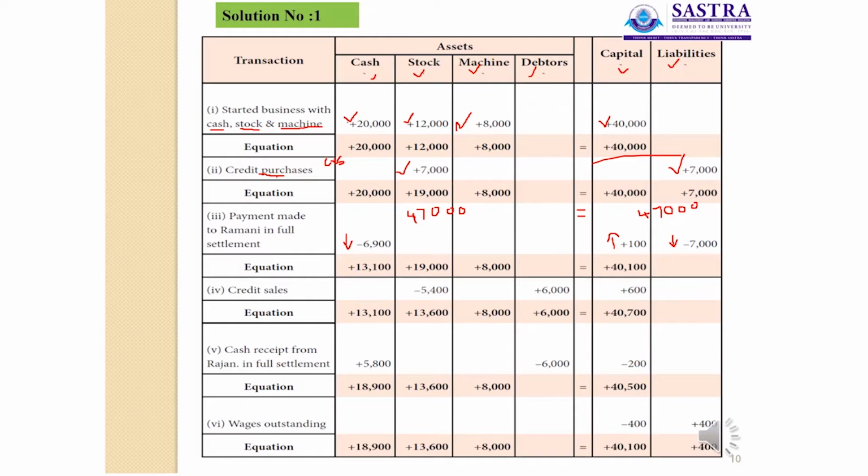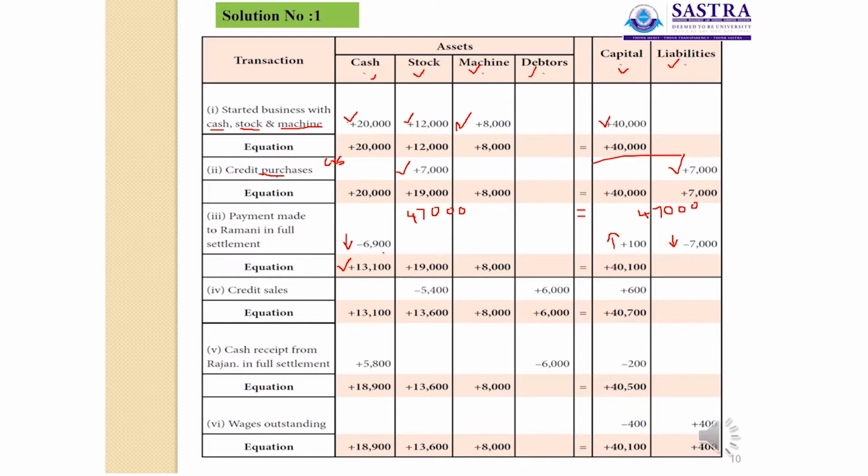So plus 100, minus 7,000, decreasing the value of creditors. So minus 7,000. 6,900 cash paid, so minus 6,900. Now you have to apply the equation: 20,000 minus 6,900 is 13,100. Here 19,000, there is no effect here, so 19,000, the same thing.